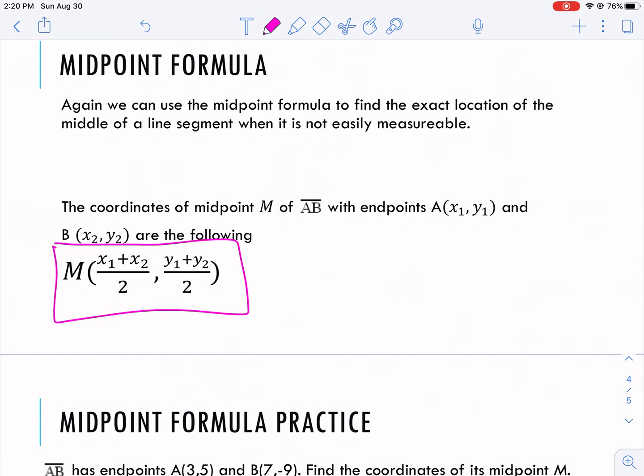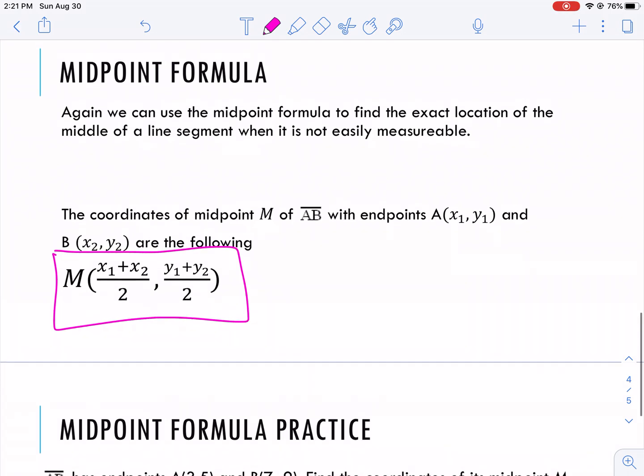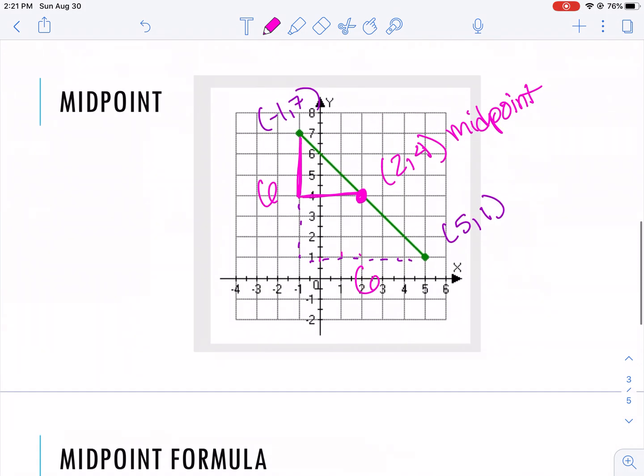So what it means is we take x1 and x2, add them together, divide it by 2, and then do the same thing for the y's. How I remember this is a little bit different than the distance formula: with midpoint, we're finding a location, where with the distance formula, we're finding how far apart something is. So it'd be two very different values.